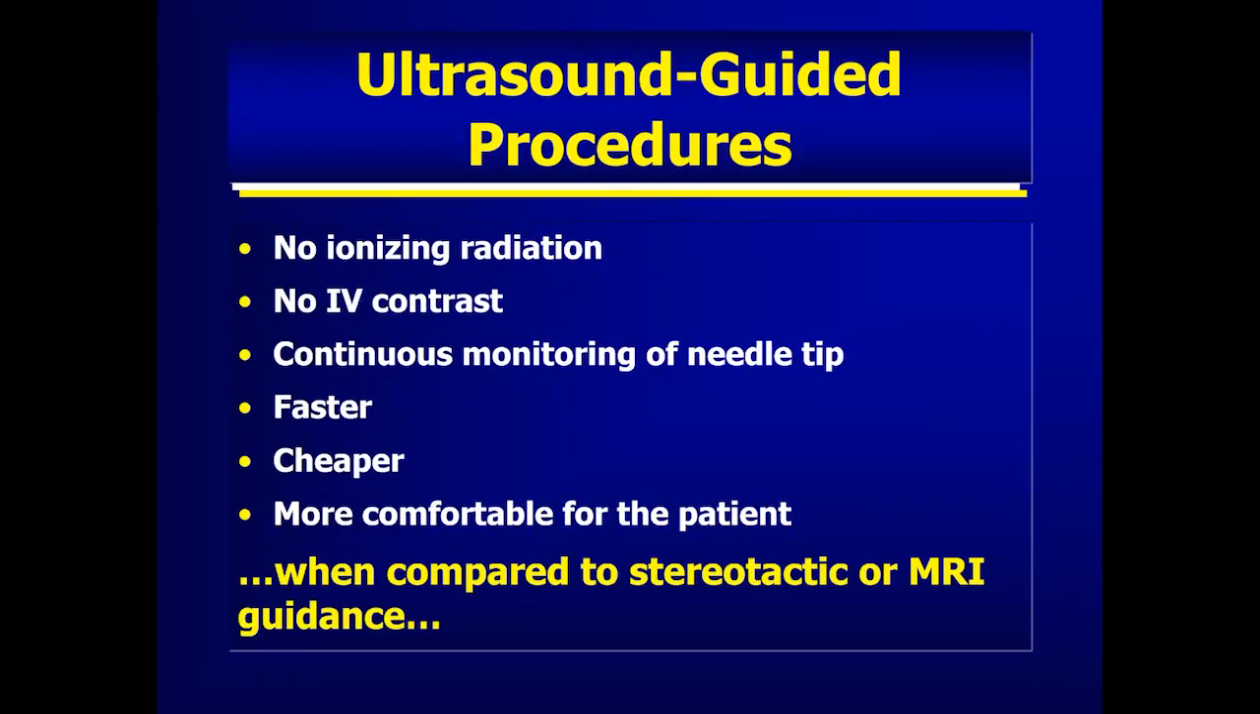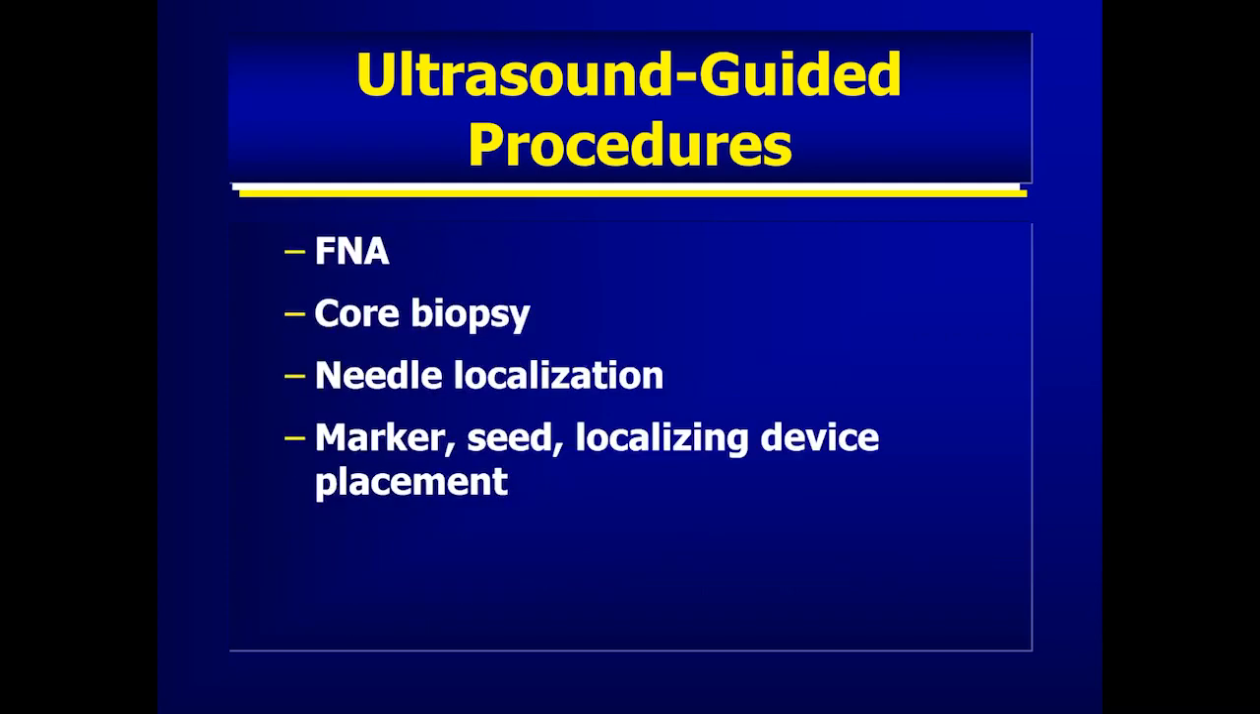So in terms of using ultrasound for procedures, it has a number of advantages. There's no ionizing radiation. There's no IV contrast. It's one of those modalities where you can continuously monitor your needle tip, so you see where your needle tip is at all times. So that's particularly important if we're near the chest wall or near an implant. Also, when we compare it to stereotactic biopsy or MRI-guided biopsy, it's faster, it's cheaper, and it's more comfortable for the patient.